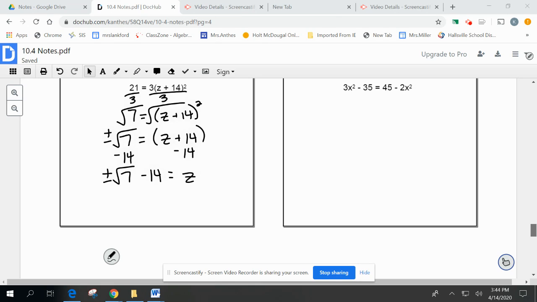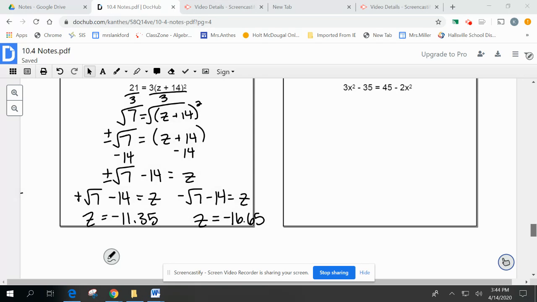And then I have two different equations now. So positive square root of 7 minus 14 equals z. Negative square root of 7 minus 14 equals z. And then that would end up equaling negative 11.35 and negative 16.65.